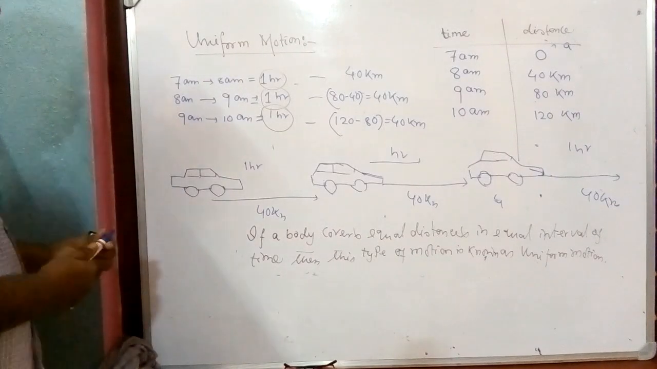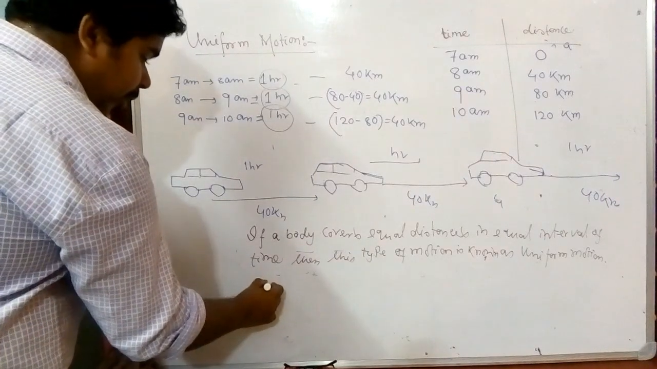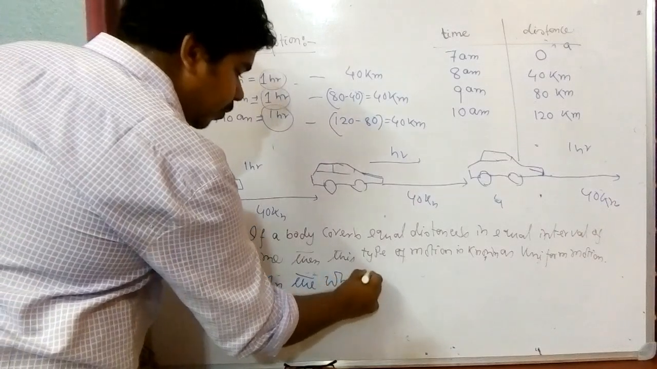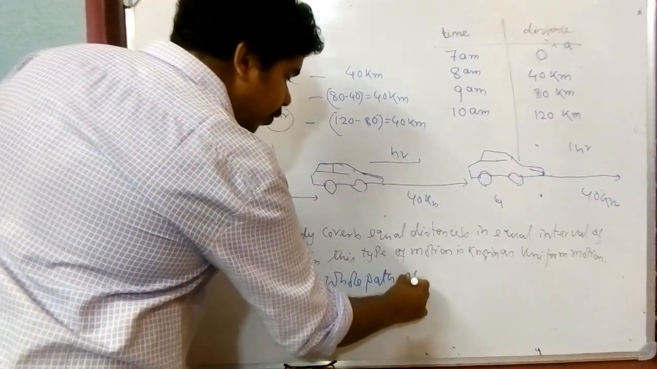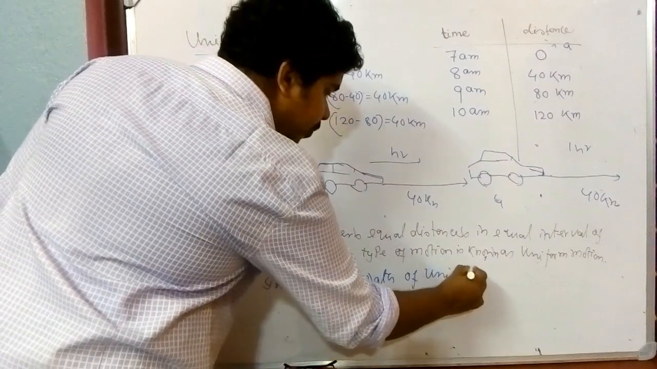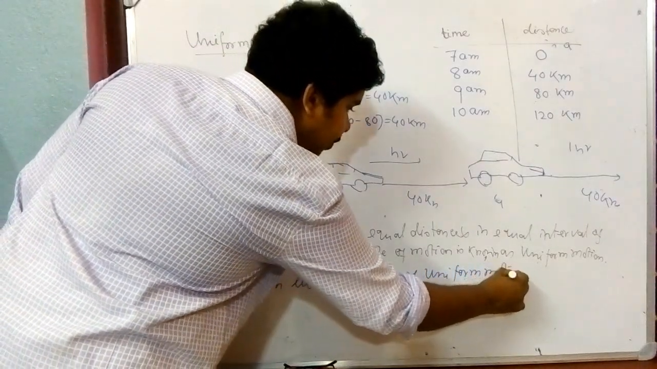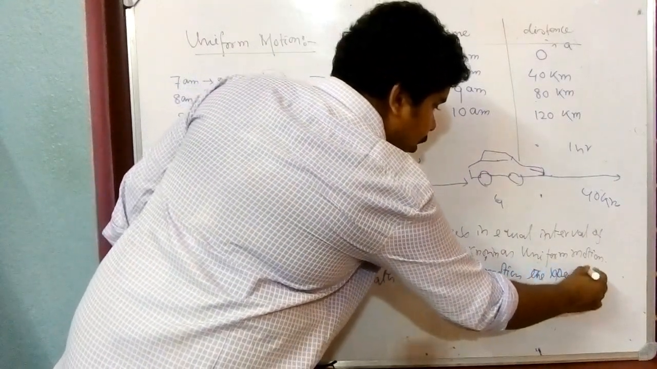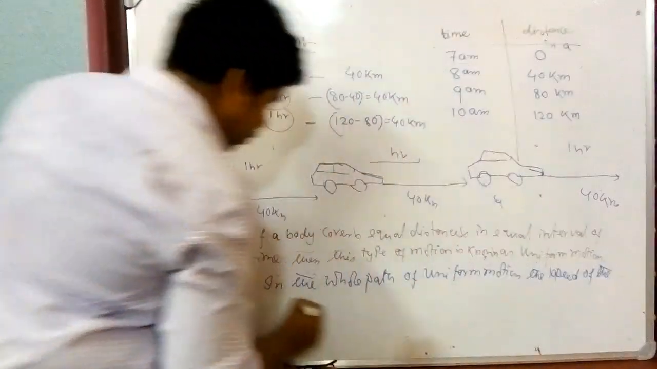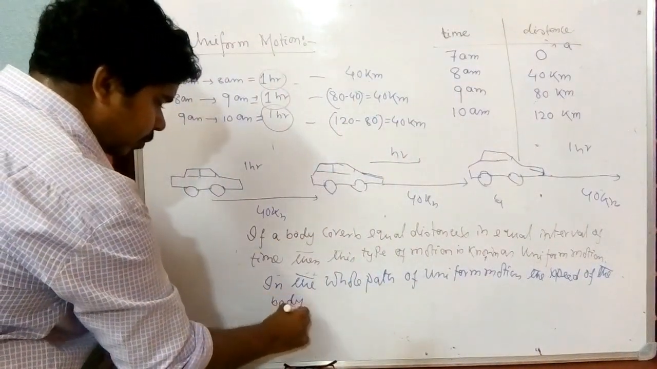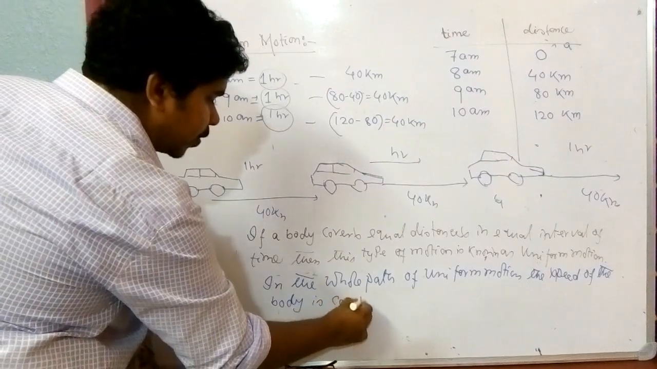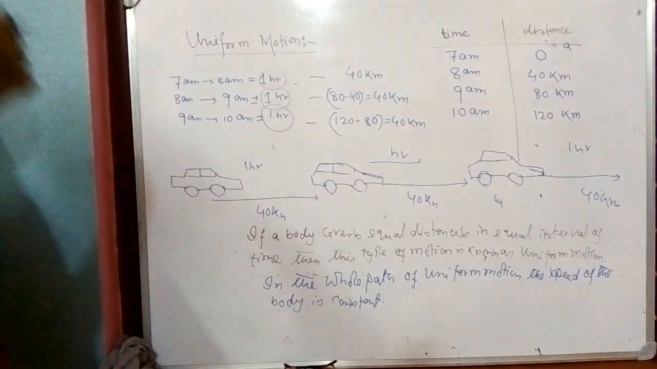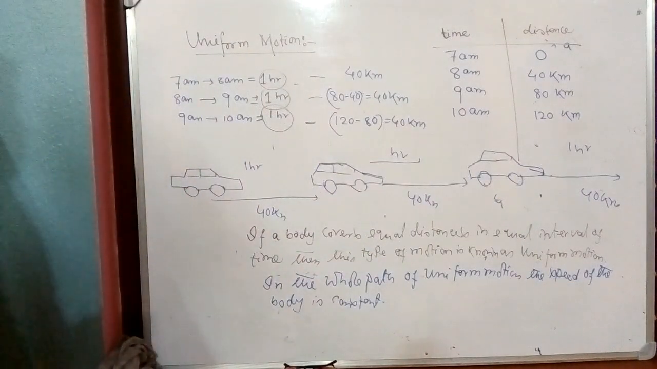One of the very interesting characteristics of uniform motion is that in the whole path of uniform motion, the speed of the body is constant. It tells us that in the whole path in uniform motion, the speed of the body remains constant.